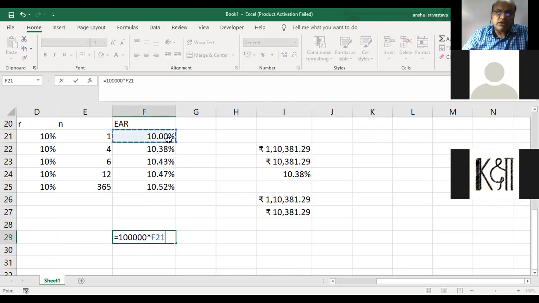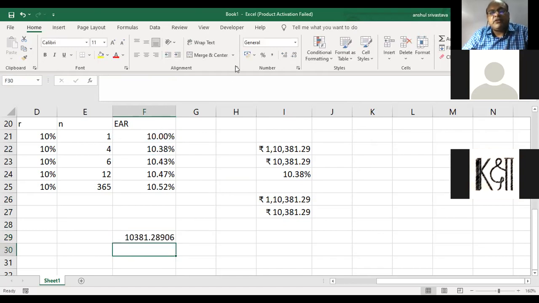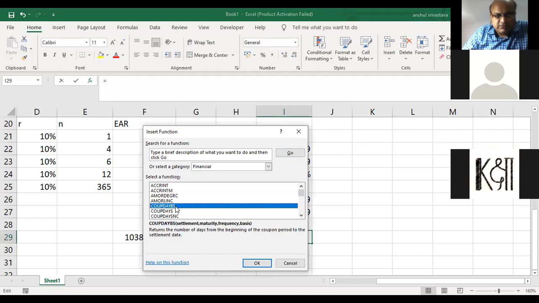that corresponds. This interest is equal to 1 lakh into this. See, the same value we are getting. If you want to do it half yearly, half yearly it will be the same. Half yearly you have to divide by 2, not by 6. Half yearly we have not calculated here.